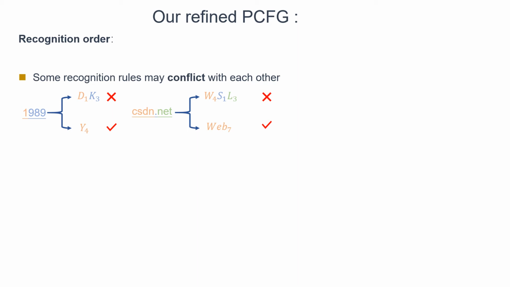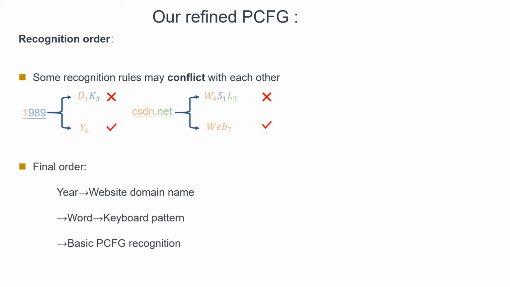Since the year recognition may conflict with the keyboard pattern recognition, and the website domain name recognition may conflict with the word recognition, our final recognition order is the year recognition, the website domain name recognition, word recognition, the keyboard pattern recognition, and for the last, basic PCFG recognition.